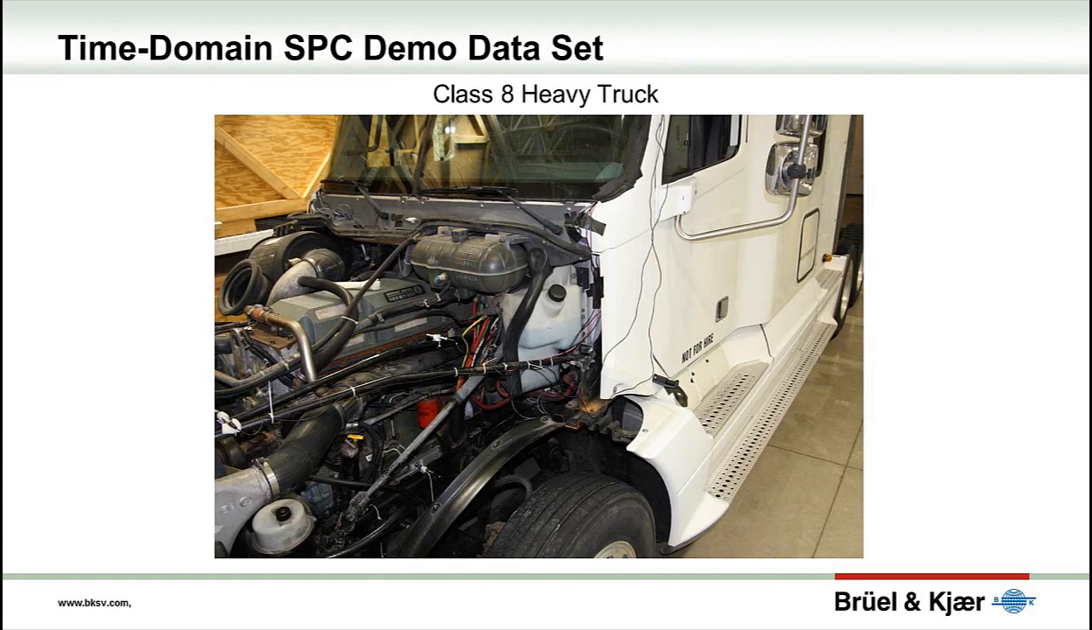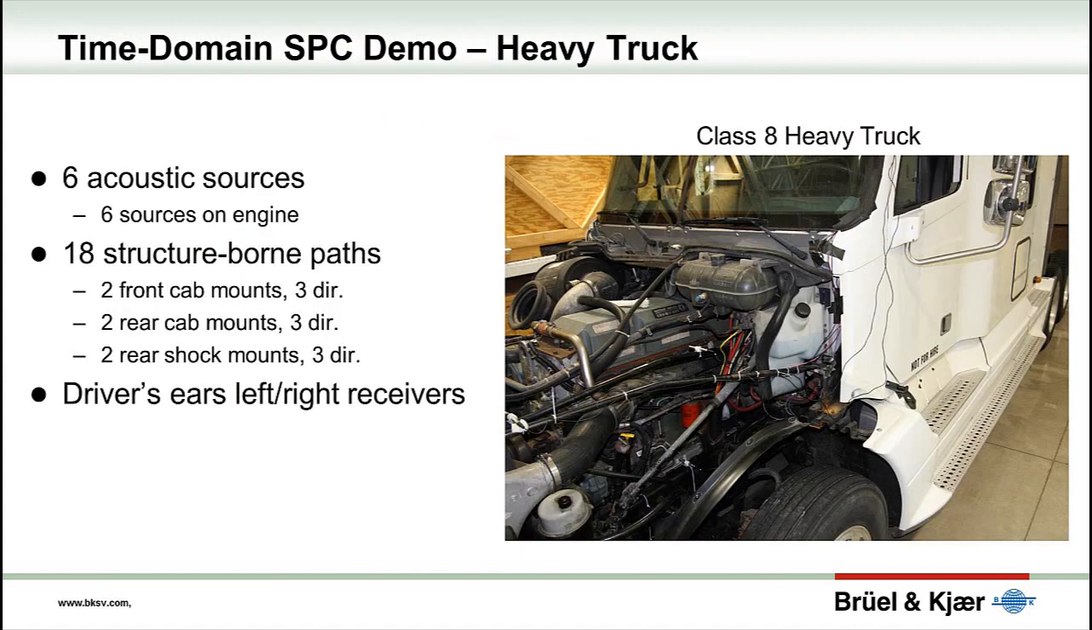As an example, I'll demonstrate how Timedomain SPC can be used to analyze both airborne and structure-borne paths on a Class 8 heavy truck with a diesel engine. In this example, there are 6 acoustic sources and paths, including the front, top, right and left sides, bottom and rear of the engine. There are 6 structure-borne connection points to the cab that are characterized, each in 3 directions, for a total of 18 paths. And the driver's right and left ear positions are used as receivers.